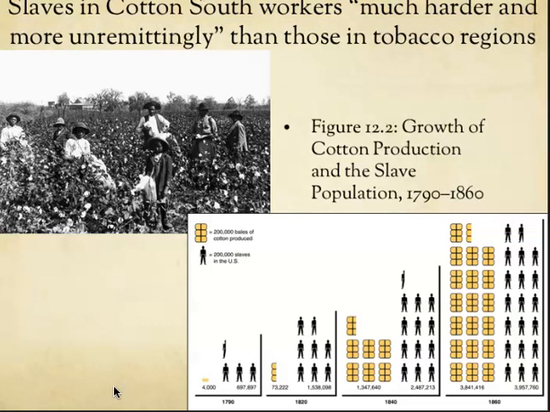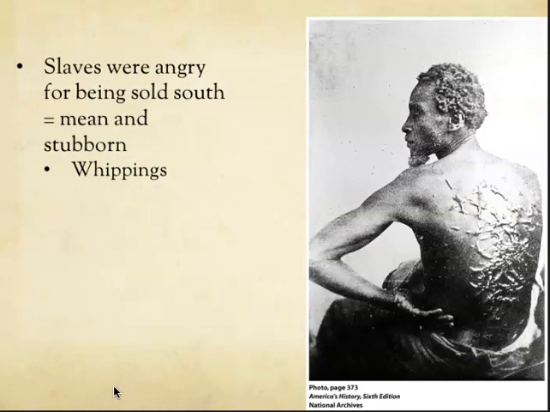Now, many slaves would be angry about being sold to the South. They kind of knew what it was like down there. They'd heard stories, and so when they would get down there, they would be mean, they would be stubborn, they would refuse to work and do certain things, and in response masters would whip them. And here we can see a picture of one of the slaves' backs that has experienced plenty of abuse.